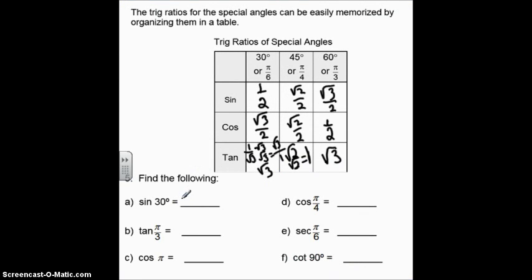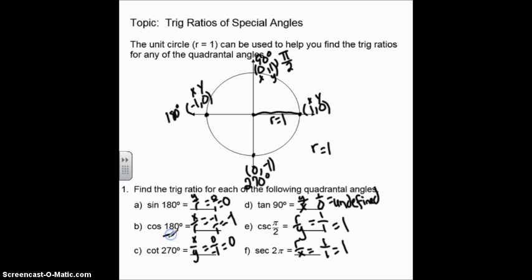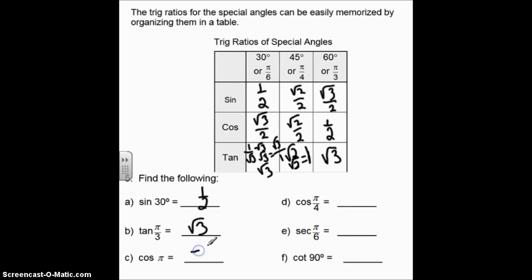So find the following: sine of 30 degrees, 1/2. Tangent of pi over 3, that's going to be square root of 3. Cosine of pi, that we had earlier. So cosine of 180, remember, was pi, so that's -1. Cosine of pi over 4, it's square root of 2 over 2.